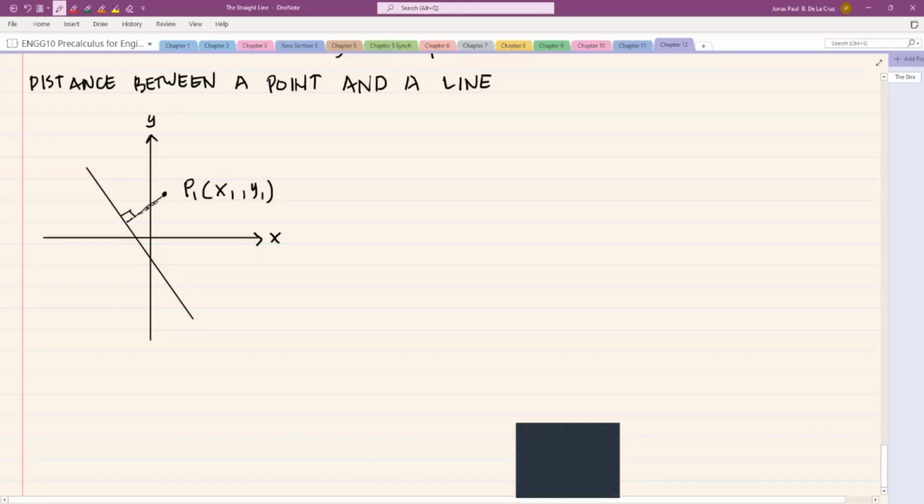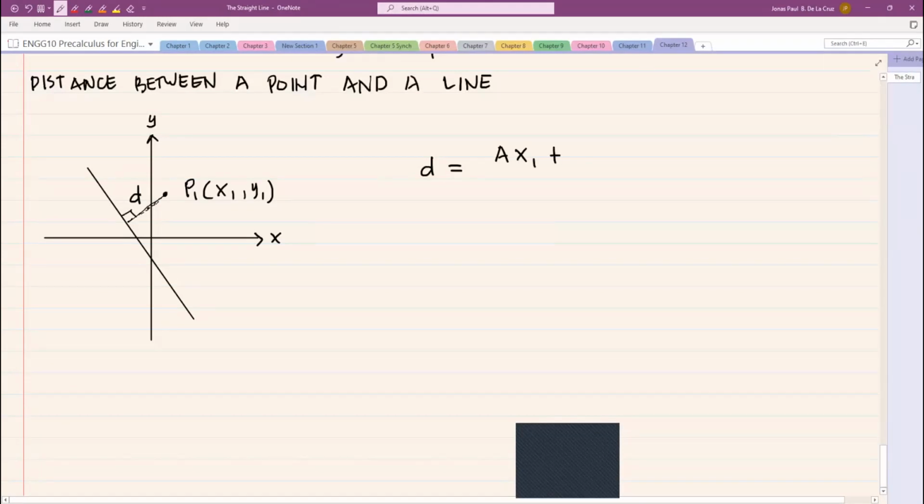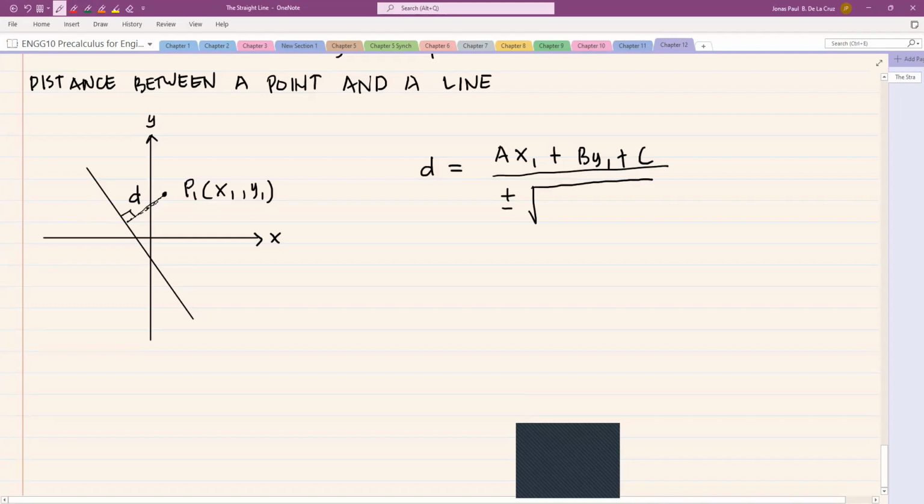The derivation of this uses the normal line, the normal form of the line, which we have not covered. So I'm going to write just the equation, the formula for the distance. So this is the distance d. The distance d is equal to ax1 plus by1 plus c all over, here we have positive and negative, positive and negative square root of a squared plus b squared.